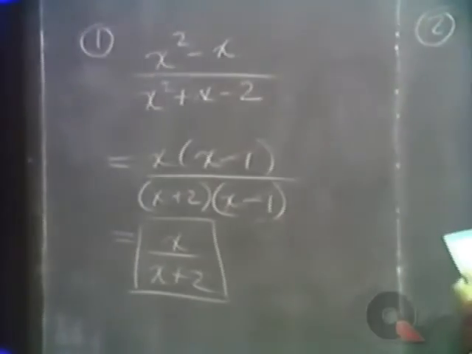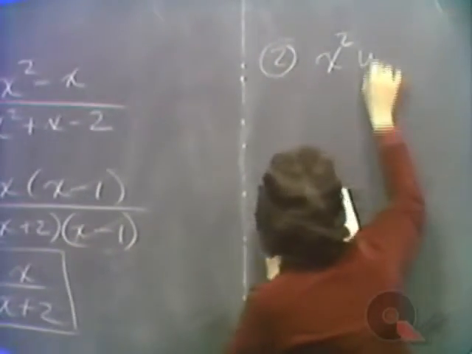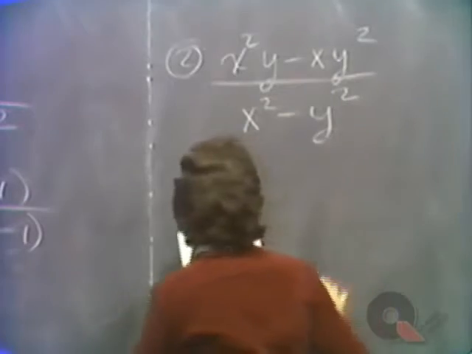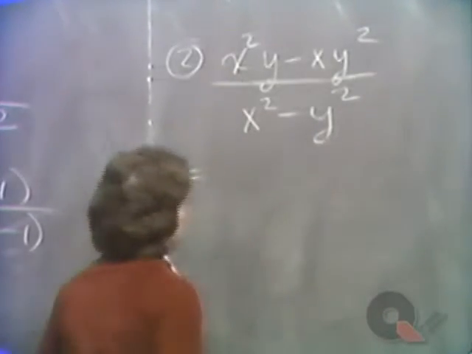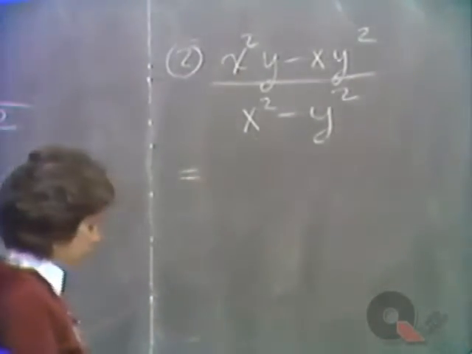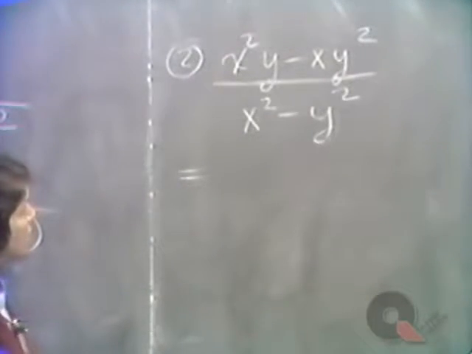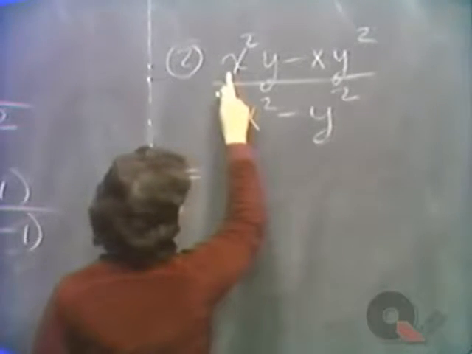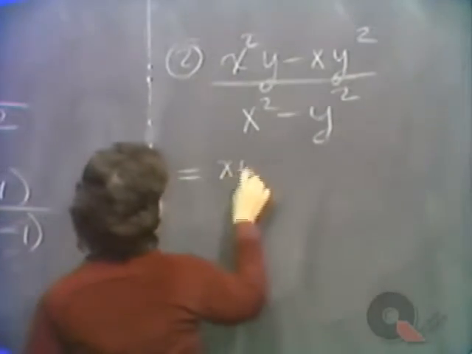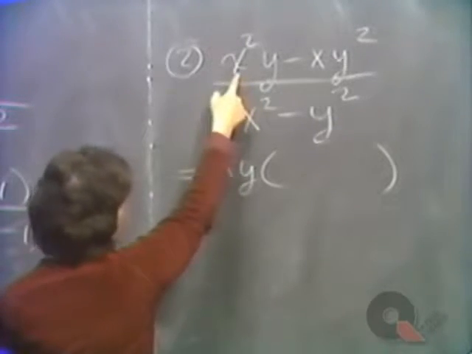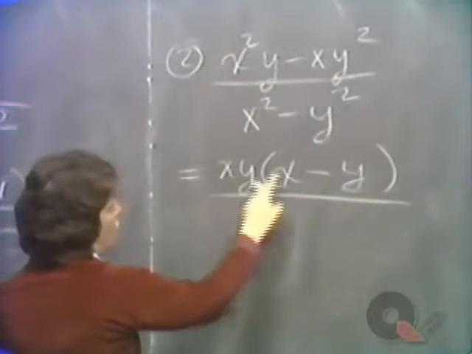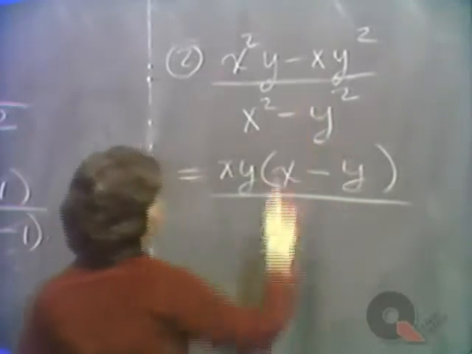Our second example, x squared y minus xy squared over x squared minus y squared. Once again, before we can do anything, we have to factor the numerator and denominator completely. We're trying, of course, to reduce this to lowest terms. Looking for common factors in the numerator, we see that xy appears in both this term and in this term, and it's the greatest common factor that we can pull out. So taking out an xy leaves us with an x in the first term, minus, in the second term, a y. Multiplying out, we get x squared y minus xy squared, which is correct.